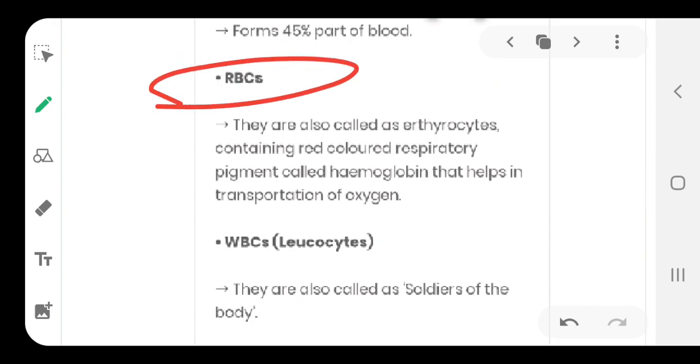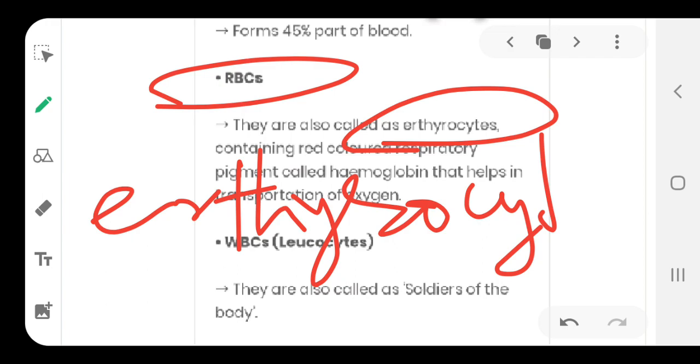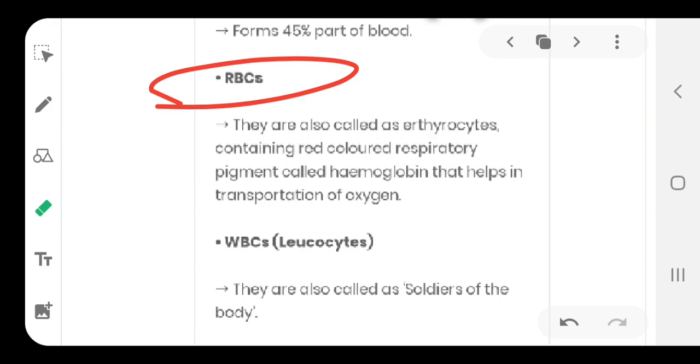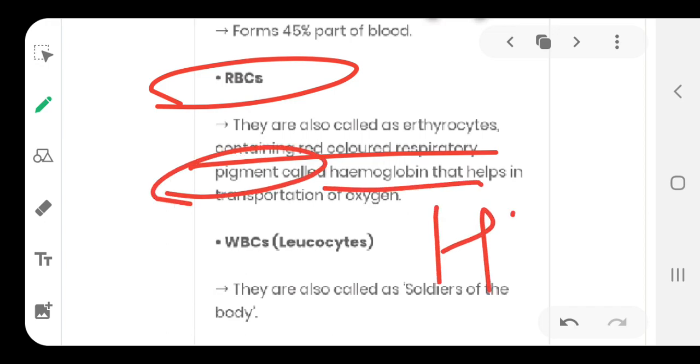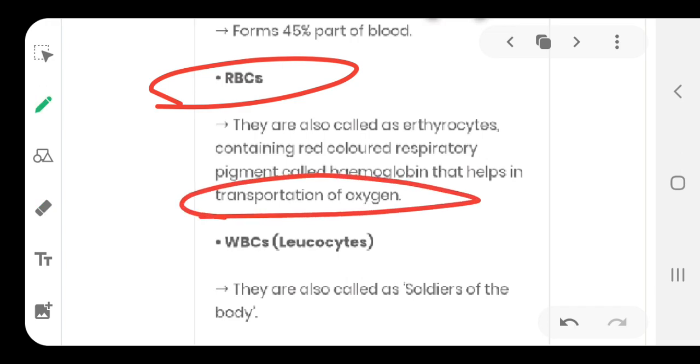The first is the RBC, called red blood cell, but you should know the technical name. It is called erythrocyte, E-R-Y-T-H-R-O-C-Y-T-E-S. Erythrocytes is the name for RBC, and they contain a red colored respiratory pigment called hemoglobin, which helps in the transportation of oxygen. This must be known to you for RBC.